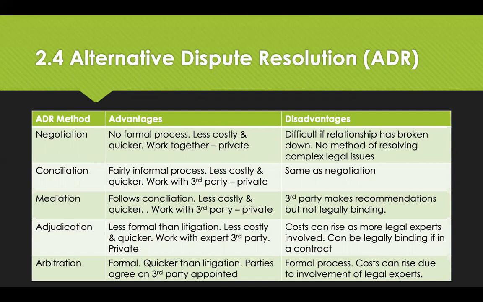Negotiation is the least formal one, less costly, quicker, but it's difficult if the relationship has broken down. Conciliation is a fairly informal process, again less costly. Mediation follows conciliation, less costly and quicker. Adjudication is less formal than litigation, but you work with a third-party expert and it's private. And arbitration is more formal, quicker than litigation, but parties have to agree to the third party appointed.